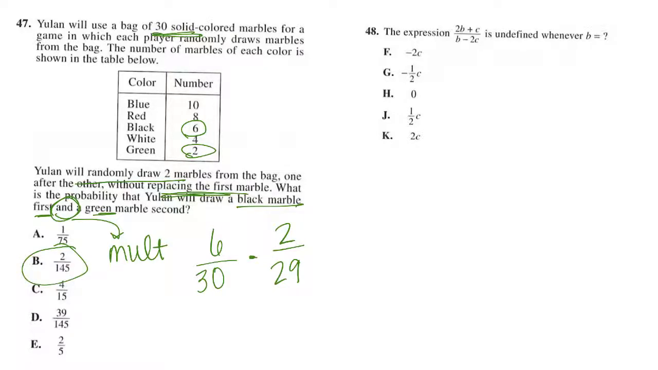Number 48, we are defined when the denominator equals 0. So we have to say b minus 2c equals 0. And so we will add over our 2c, so b equals 2c. So that's going to be answer choice K.